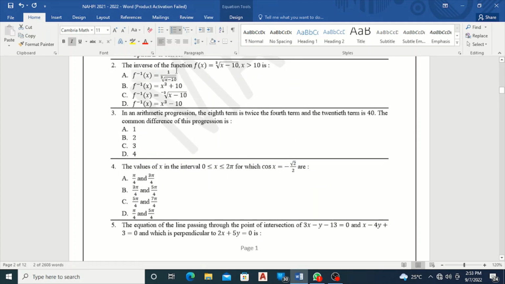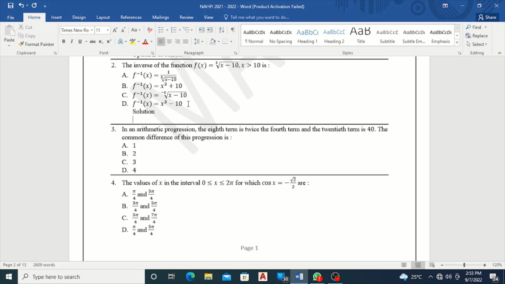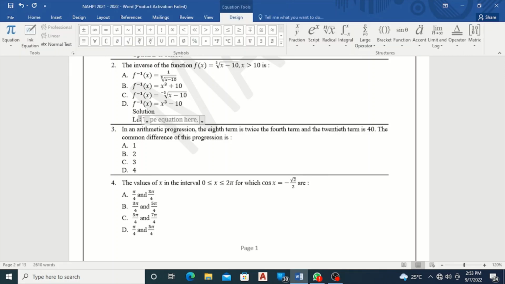It says that the inverse of the function the cube root of x minus 10 for x greater than 10 is. So first, to get the inverse, I will let y be equal to my function. Now what does it mean? If y is equal to my function, it means that y is equal to the cube root of x minus 10. So I'll just copy and paste.